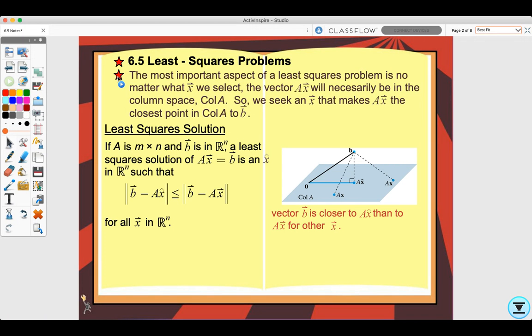Least squares solution. If A is an m by n matrix and vector b is in Rm, a least squares solution of Ax equals b is an x hat in Rn such that the length of b minus A x hat is less than or equal to the length of b minus Ax for all x in Rn. So vector b is closer to A x hat than to Ax for other x values.